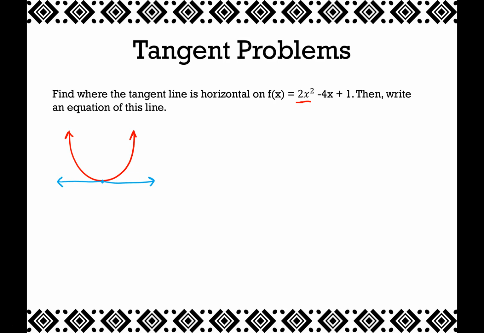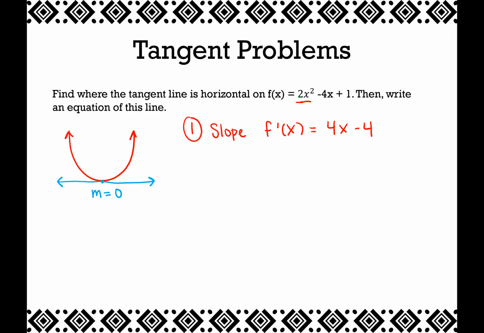What is the slope of a horizontal line? Well, that would be a slope of m equals 0. So if I want to find where this is, I need to take the derivative. I need to find the slope. So our first step, as always here, is going to be to find the slope. That slope is going to be f prime of x is equal to 4x minus 4.